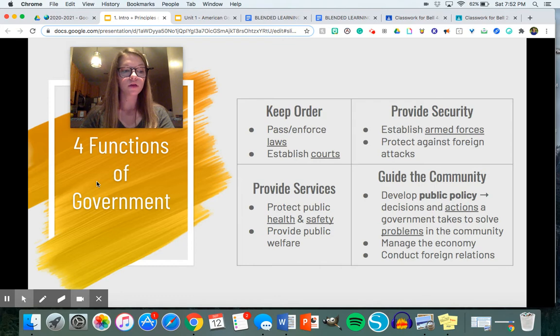So public policy was the COVID relief bill that I'm sure many of your families received. It's putting in a stop sign when citizens complain about reckless drivers on their street. Okay, it can be very minimal or small to very large and impactful for many people. Other ways that the government guides the community is managing the economy and conducting foreign relations. So they're really guiding our community and our country toward positive relationships with other countries, making sure that our economy is stable and people have jobs.